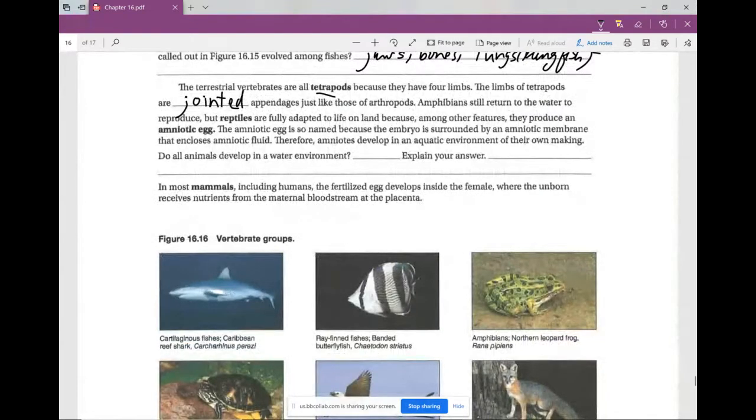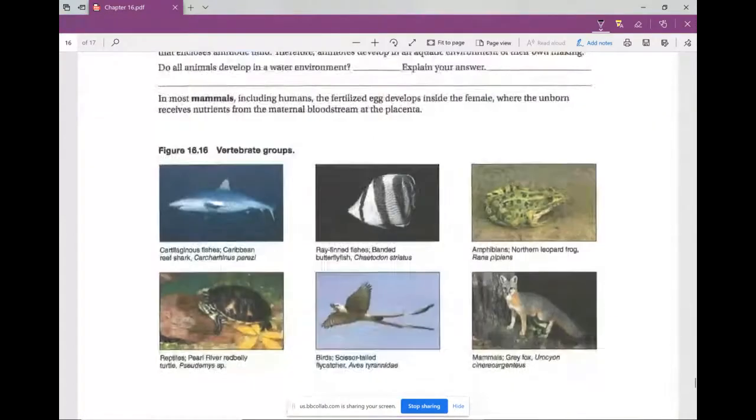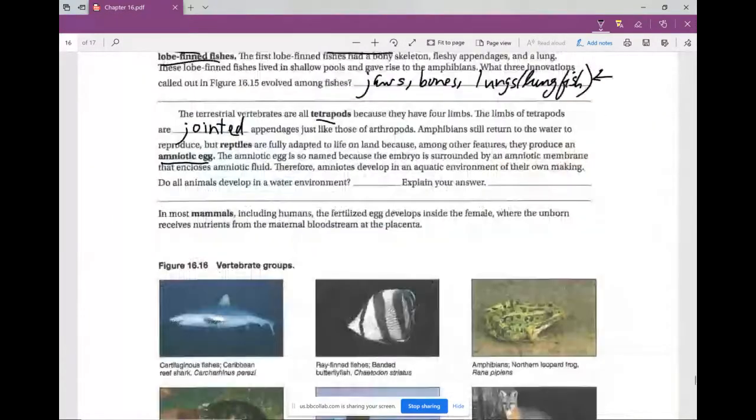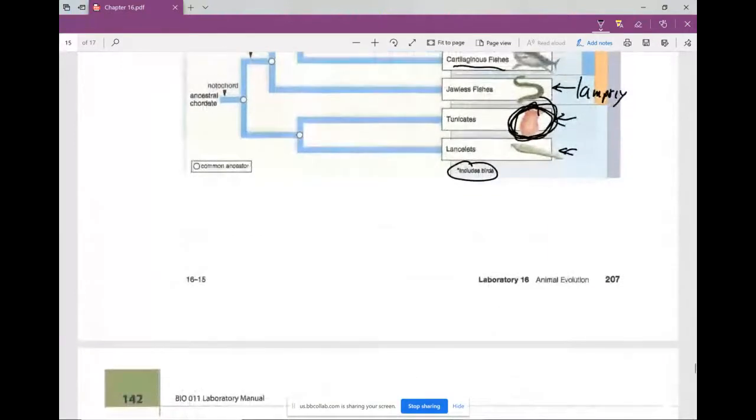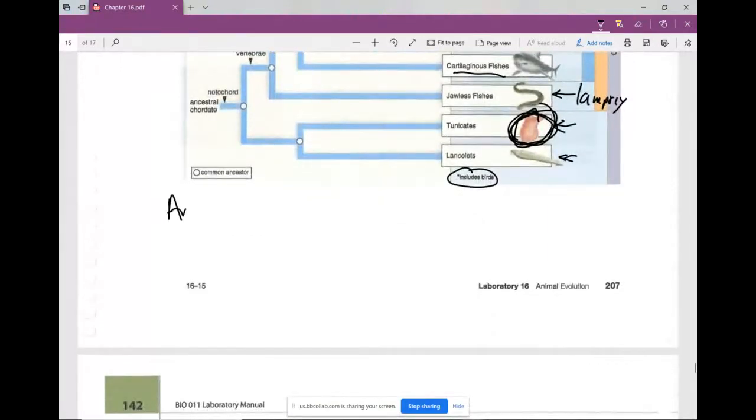Amphibians still return to the water to reproduce, but reptiles are fully adapted to life on land because they can produce an amniotic egg. The amniotic egg is because the embryo is surrounded by an amniotic membrane. Okay, let me draw that out for you. They don't have a picture of that. Here, I'm going to draw the amniotic egg. I'm going to try anyway, if I can remember.